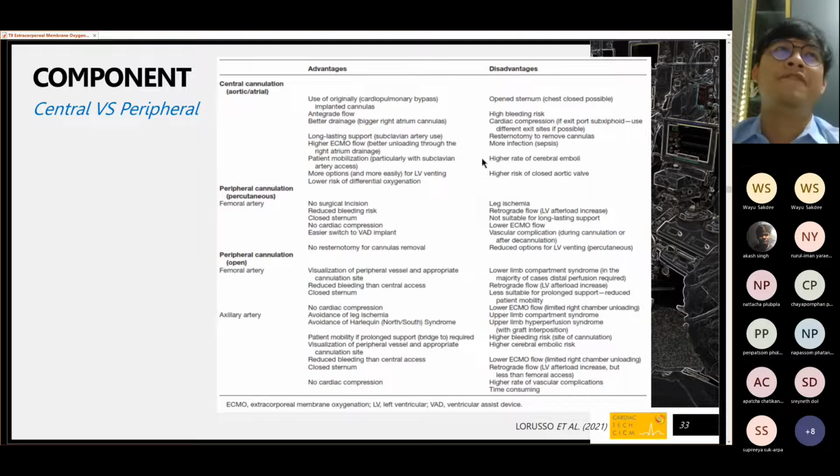However, if you use peripheral cannulation like a femoral access, the blood goes against the native flow, right? So it's non-physiologic, something like that. You can observe this by yourselves. Okay.